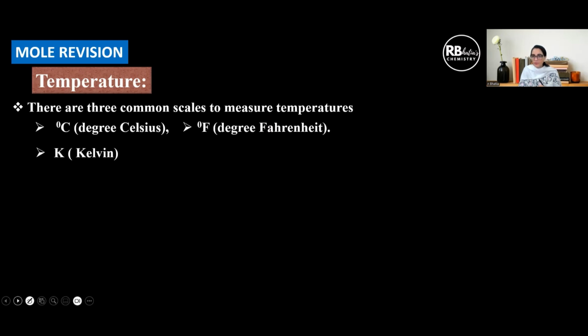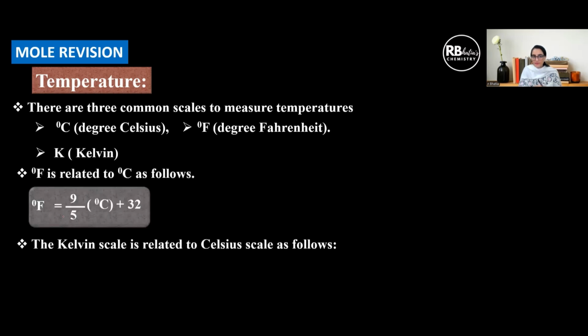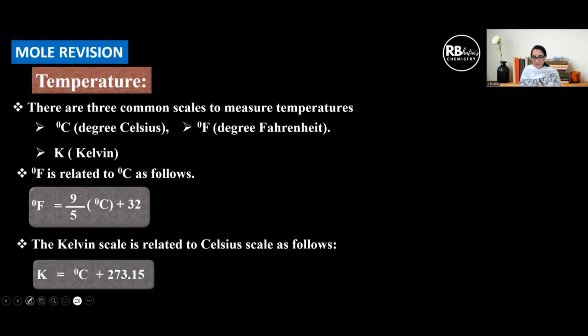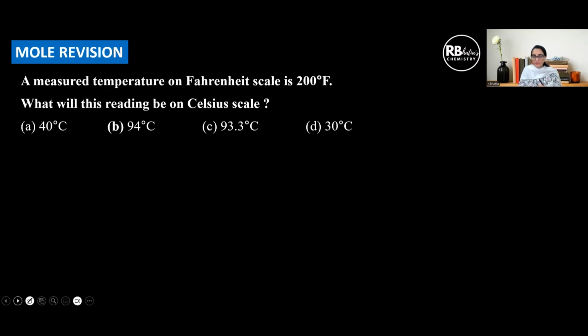Remember, we don't put degree with Kelvin. Degree F is related to degree C according to this formula, and Kelvin scale is related to Celsius scale according to this formula. Fine. So, what kind of questions can be asked? A measured temperature on Fahrenheit scale is 200 degree F. What will be this reading on the Celsius scale? So, what are you going to do? You can just pause, try calculating it yourself, and then match your answer.